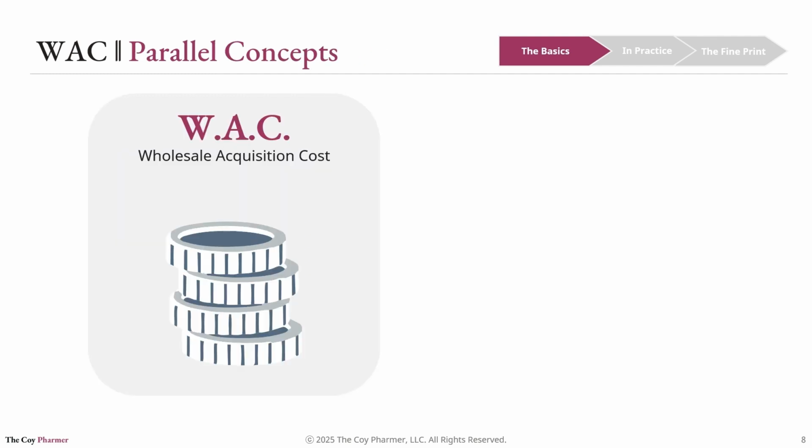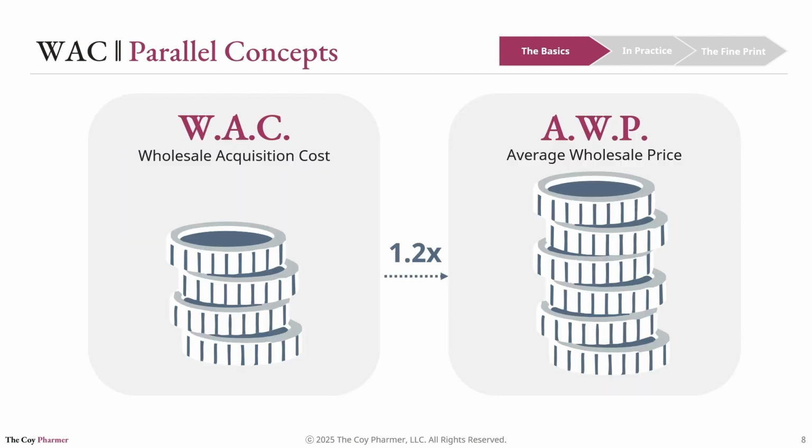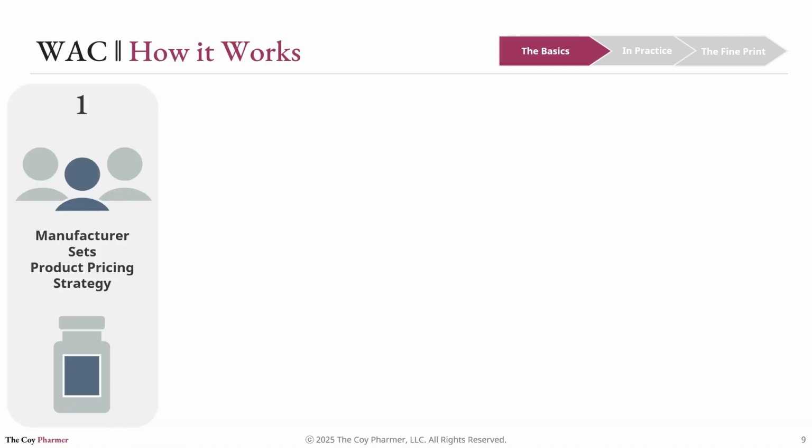for the product. The wholesale acquisition cost has somewhat of a sister index utilized commonly in the industry, and this is the AWP, or average wholesale price. While not universally true, typically the WAC times about 1.2 will generally be where the manufacturers set the AWP. Now we're going to talk through how WAC actually gets established and distributed in the market.